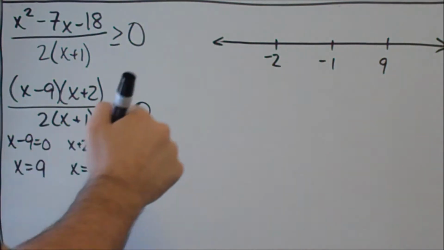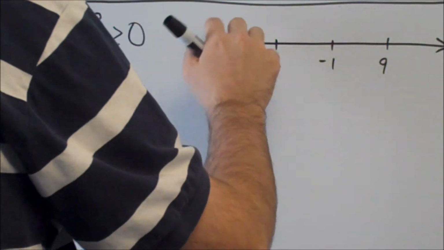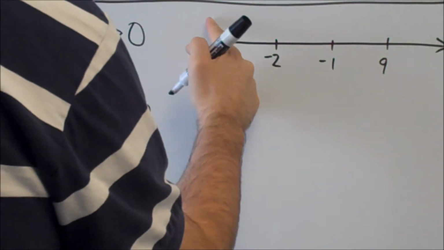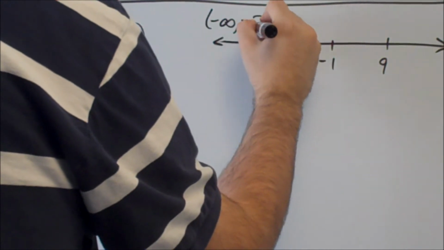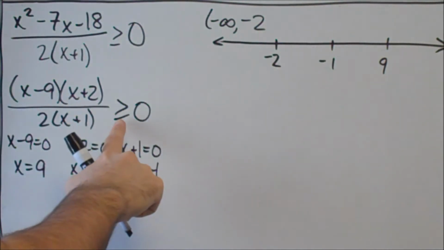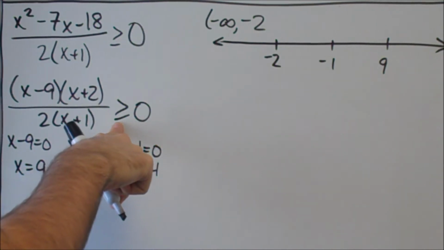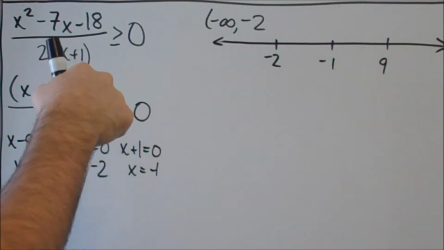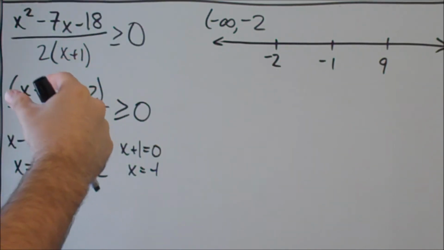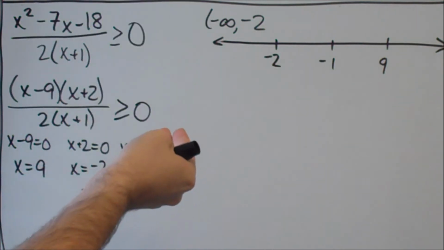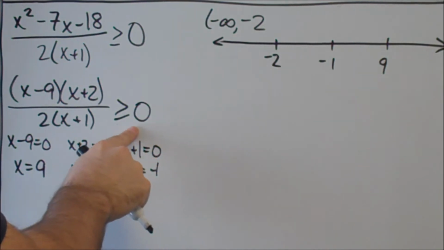Then you want to write the intervals up here that are represented on this number line. So this interval here is negative infinity to negative 2, and then you always look to see what relation this is to 0. If it's greater than or equal to, or less than or equal to, you use brackets. If it's strictly greater than or strictly less than, you always have parentheses. So since this is greater than or equal to 0, you have brackets.